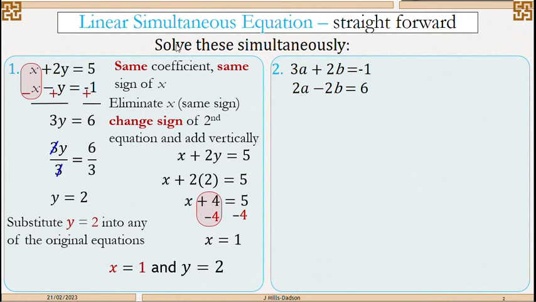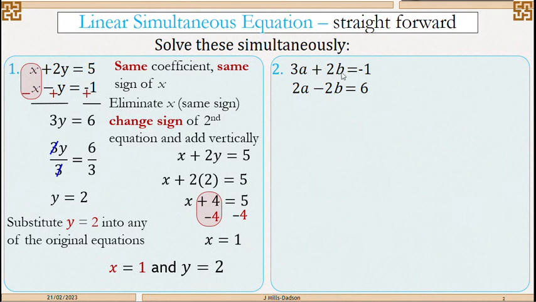So my answer to the first set of simultaneous equations is x equals 1 and y equals 2. You can check it by putting the values of x and y back to see if it is correct. 2 times 2 is 4 and 4 plus 1 is 5. Now pause the video and see if you can do the second one yourself.